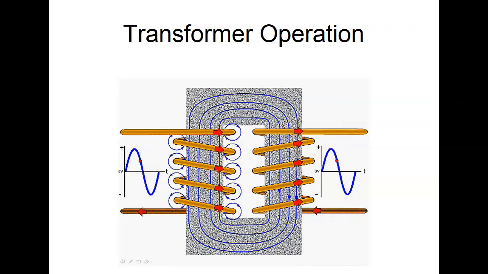So this is basically the way a transformer works. So what's the core for? To couple the magnetic field from the primary to the what? Secondary. And why is it laminated? Because it breaks it up into a bunch of open circuits, right? You understand? Otherwise that big old core would combine and become very hot and very, very inefficient.